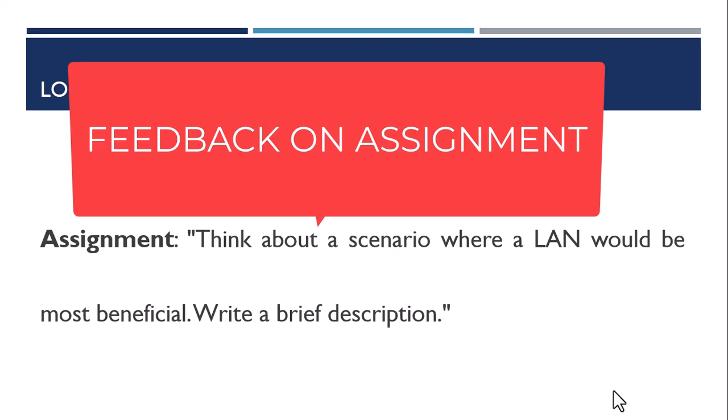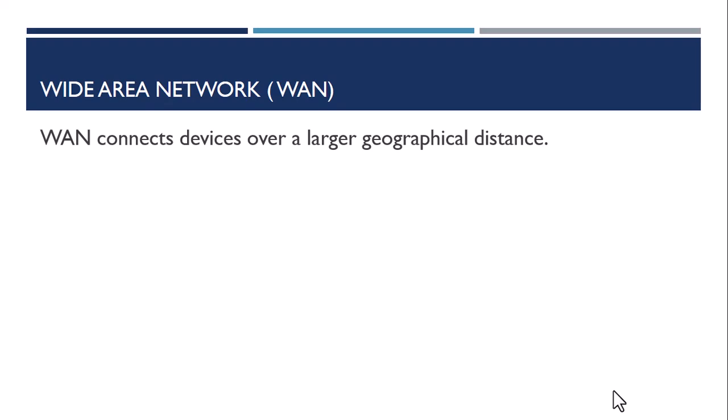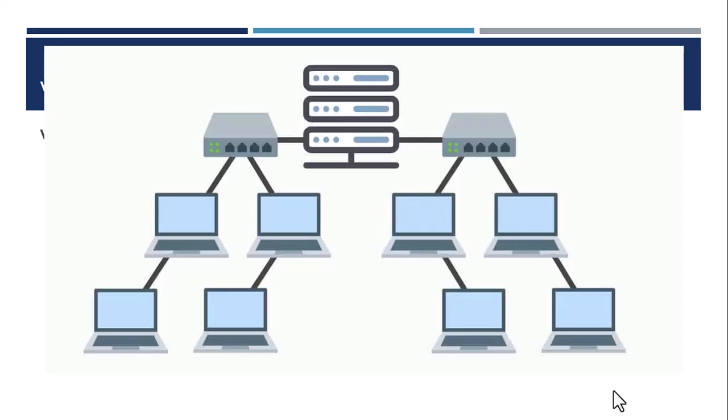Let's move on to the next type of network, that is the wide area network. Wide area network connects devices over a large geographical distance. It is used by businesses, governments, organizations, and ISPs. WANs allow for communication and resource sharing across long distances, but they are slower and more expensive than LANs. They use various technologies such as leased lines, fiber optics, or satellite connections to establish these long distance connections.